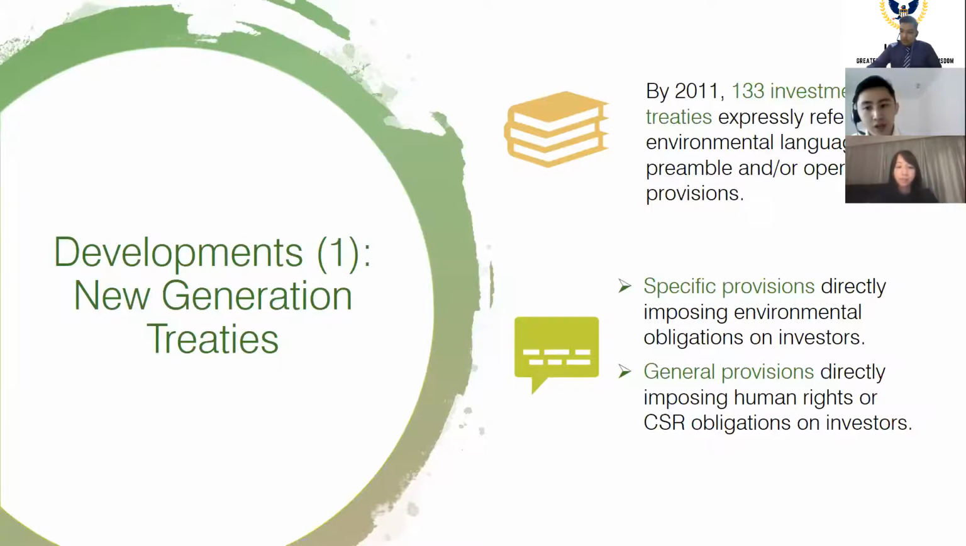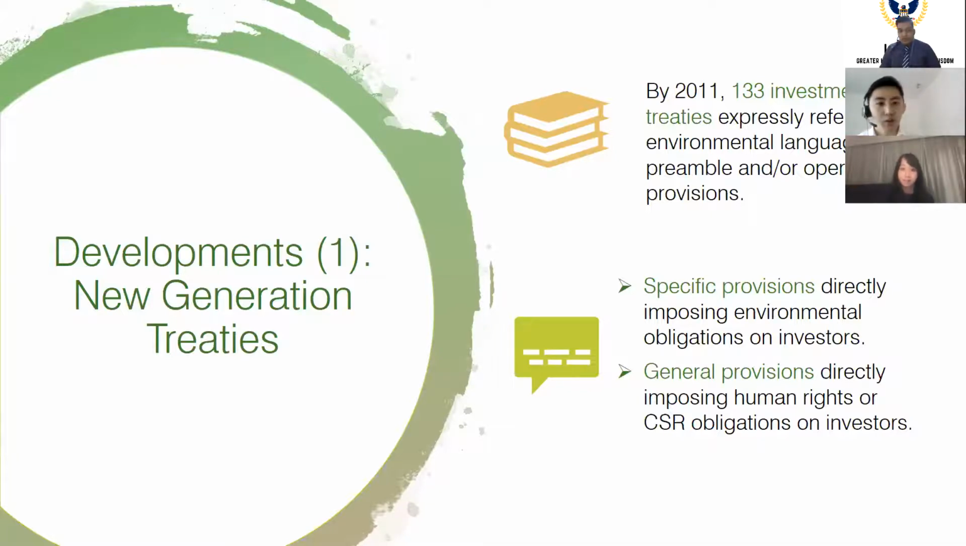And we see provisions that directly impose environmental obligations on investors. We also see provisions that impose human rights or corporate social responsibility obligations on investors. And we think that it is arguable, at least, that those provisions can include certain environmental standards and can be used, therefore, to ground a counterclaim.